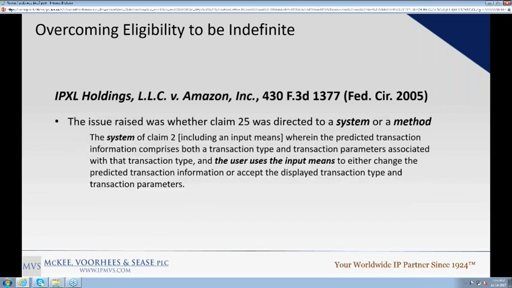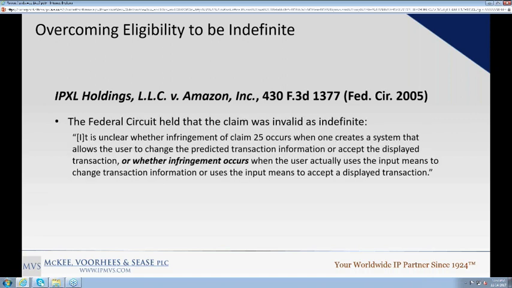It was method, right? And the issue was raised whether Claim 25 was directed to a system or a method. In the preamble, it's a system. Everything else is system-oriented. All the prior claims there, Claim 1, Claim 2, were clearly directed to a system. But the court said, here this user uses the input means, and so that's kind of method claiming.